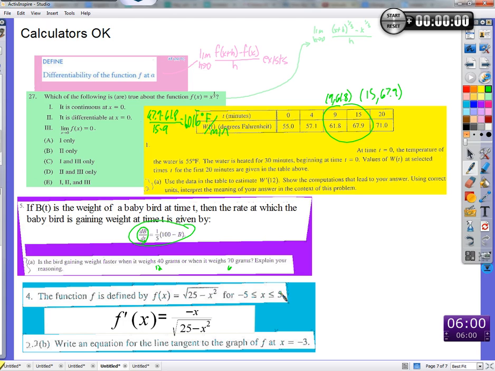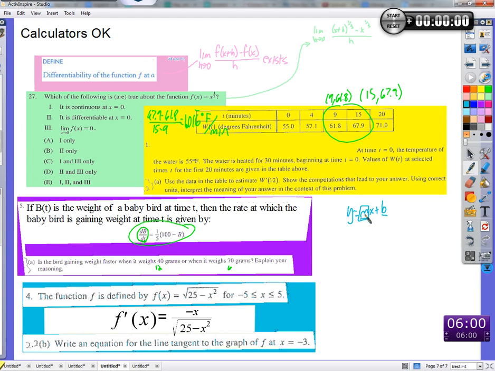Okay. So the function f is defined by this for these x values. We've done this one, but we did a different part of the question. Write an equation for the line tangent to the graph at x equals negative 3. Well, what do we need in order to write the equation of a line? We need this and this. Can we find this? Yes. Well, that's f prime. We should be able to find it. F prime, the derivative, is this.